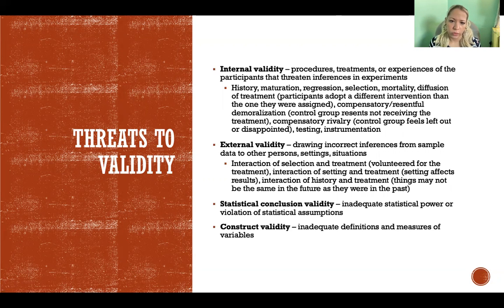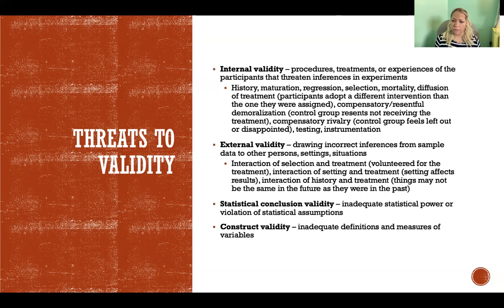So those are just a few examples, but we've got to be careful of internal validity. External validity threats would be drawing incorrect inferences from sample data to other persons, settings, or situations. So this is a problem of generalizability. So if there is interaction of selection and treatment, so like the participants volunteered for the treatment, that would make those participants different from other people in that population because they volunteered compared to others who did not volunteer. So they fundamentally might just be different.